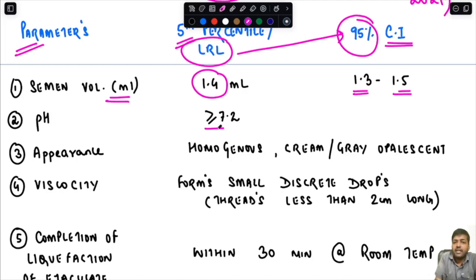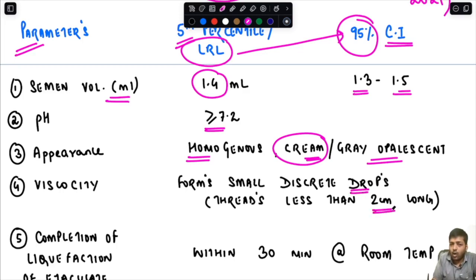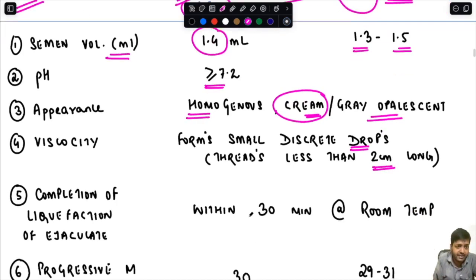The pH is usually alkaline, greater than or equal to 7.2. Normal appearance: the semen is homogeneous, cream or grey opalescent. Previously only the term homogeneous grey opalescent was there. The term creamy has been recently introduced in the latest edition. Viscosity: it forms small discrete drops, threads less than 2 centimeters long. If it is more than 2 centimeters long, it is abnormal and a highly viscous semen sample.